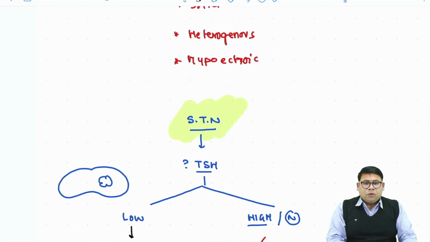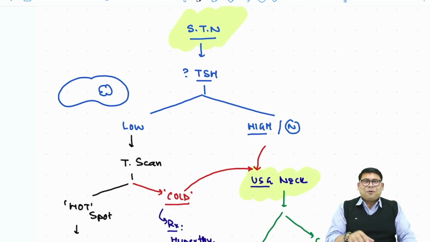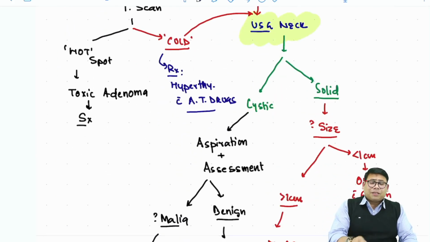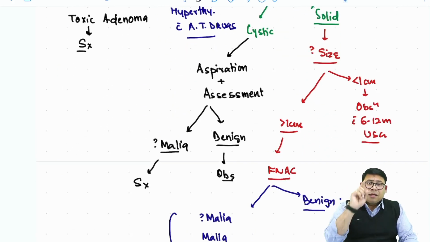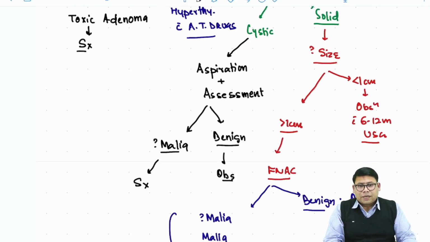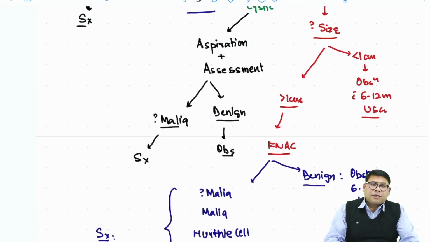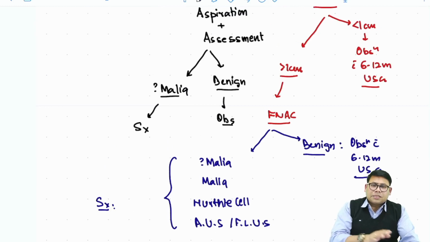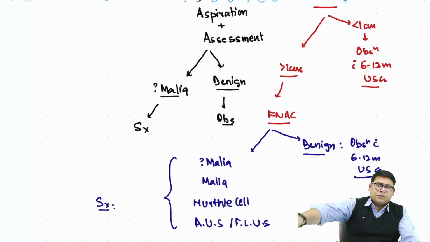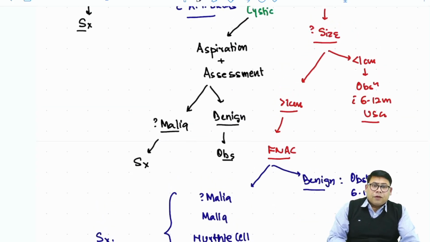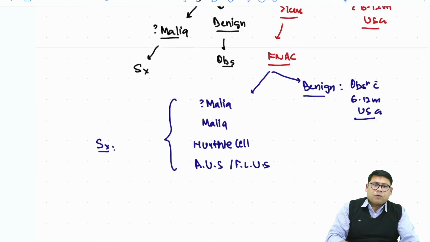So, in a nutshell, you know that whenever you have a solitary thyroid nodule, check the thyroid status, hyperthyroidic, evaluate it with the thyroid scan. If it is a hot nodule, yes, toxic adenoma. If it is a cold nodule, yes, then you will have to further evaluate it like a nodule in a euthyroidic or hypothyroidic patient, and this is how you do. If it is a cystic, aspirate, NC, malignant, surgery, observation if benign. If it is a solid, size is very important, less than 1, observe, more than 1, FNA.